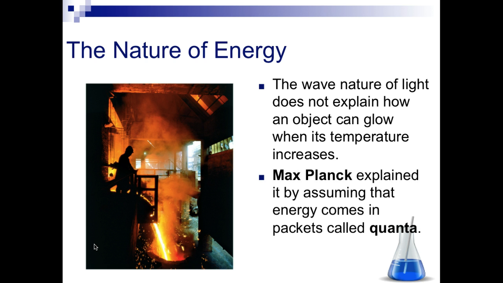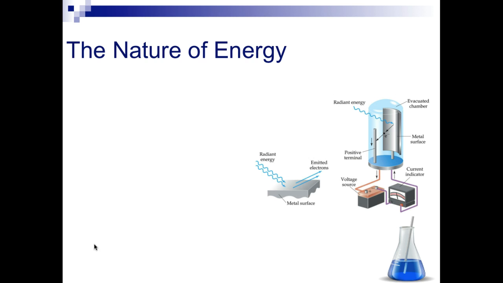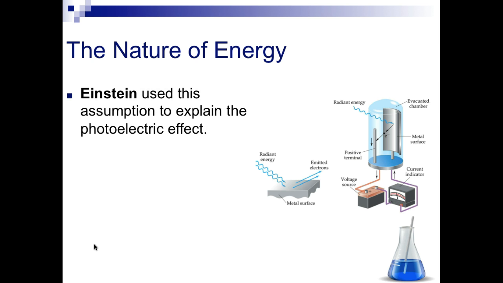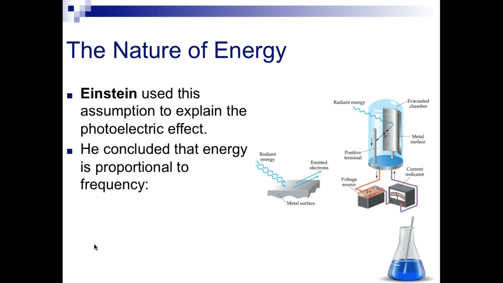So Max Planck explained that it can be assumed that energy comes from packets called quanta. So quanta are little packets of energy. What he did is he went off of what Einstein said. We've already talked about this when we talked about Einstein's article. So Einstein used this assumption to explain the photoelectric effect, and he concluded that energy is proportional to frequency.